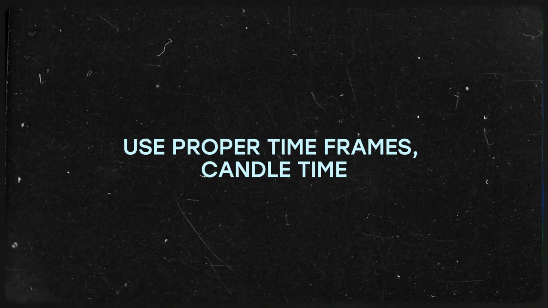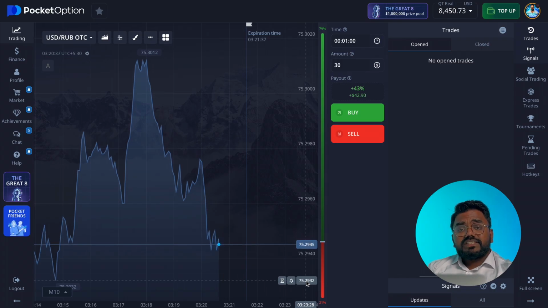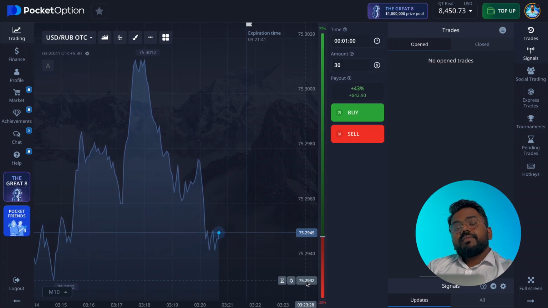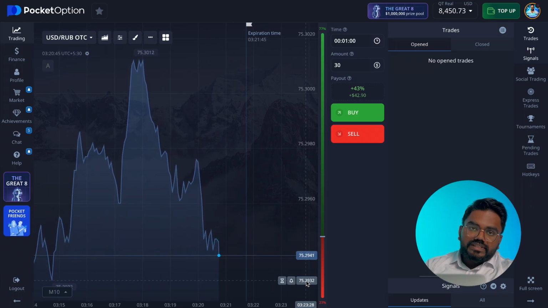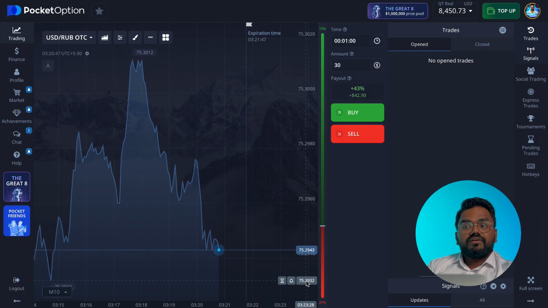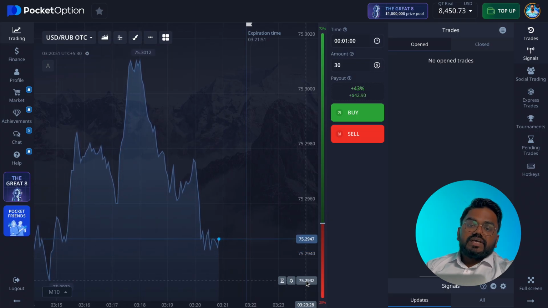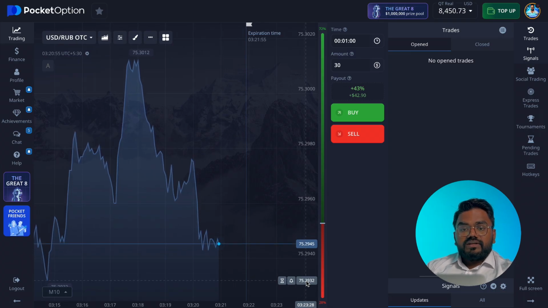So use proper time frames. Candle time of around 1 minute is the basic one I would recommend. If you're a beginner, you can jump into 5 seconds, it's up to your choice. But if you're a beginner, guys, obviously be safe. And the expiry should be more than 3 to 5 minutes for signals to play out.